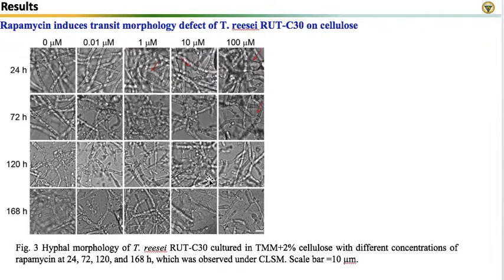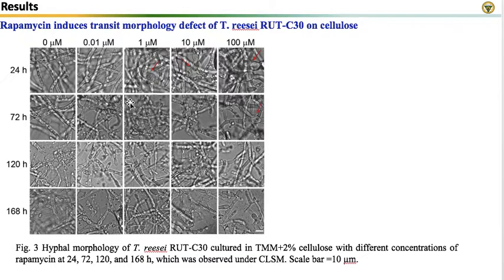Next, we evaluated the effect of rapamycin on the morphology of Trichoderma cultured in different carbon sources by confocal laser scanning microscopy. The morphology was not affected at low concentration of rapamycin. But when the concentration of rapamycin was increased to 1 micromolar, abnormal hyphae morphology was observed at the early stage.